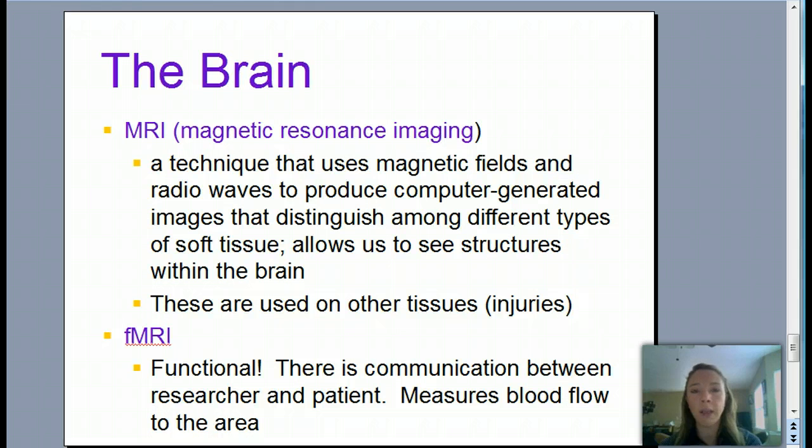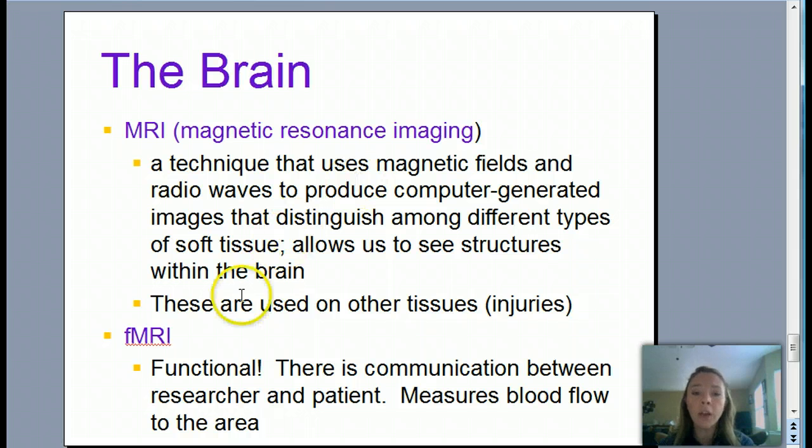So these stand for magnetic resonance imaging. MRIs can actually be done on any part of the body because it's looking at soft tissue. So your brain is made of soft tissue. But you can also do an MRI on your heart. You can do it if you've had any injuries, looking at soft tissues in your knee, any part that might be injured. But it's distinguishing among the different types of tissues. So this actually allows us to see the different parts of the brain.